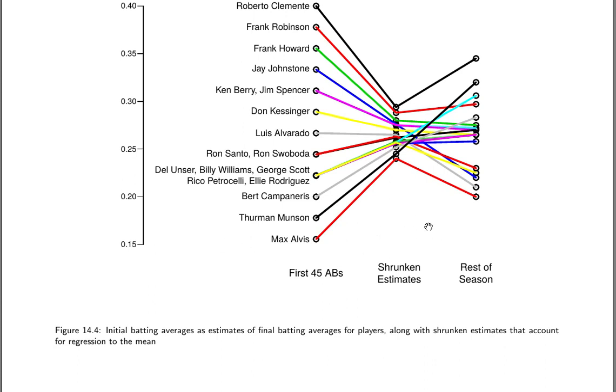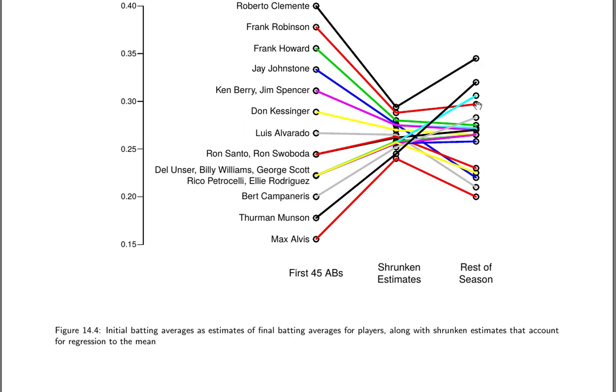And if you look at what happened the rest of the season, that's really what we're trying to estimate. That's the gold standard, the so-called truth. And you can see that the kind of variation that you have in the early part of the season is wild variation that's not real. That's just sampling variation because of having only 45 at-bats to enter into the estimate of the proportion of at-bats in which the player got a hit.